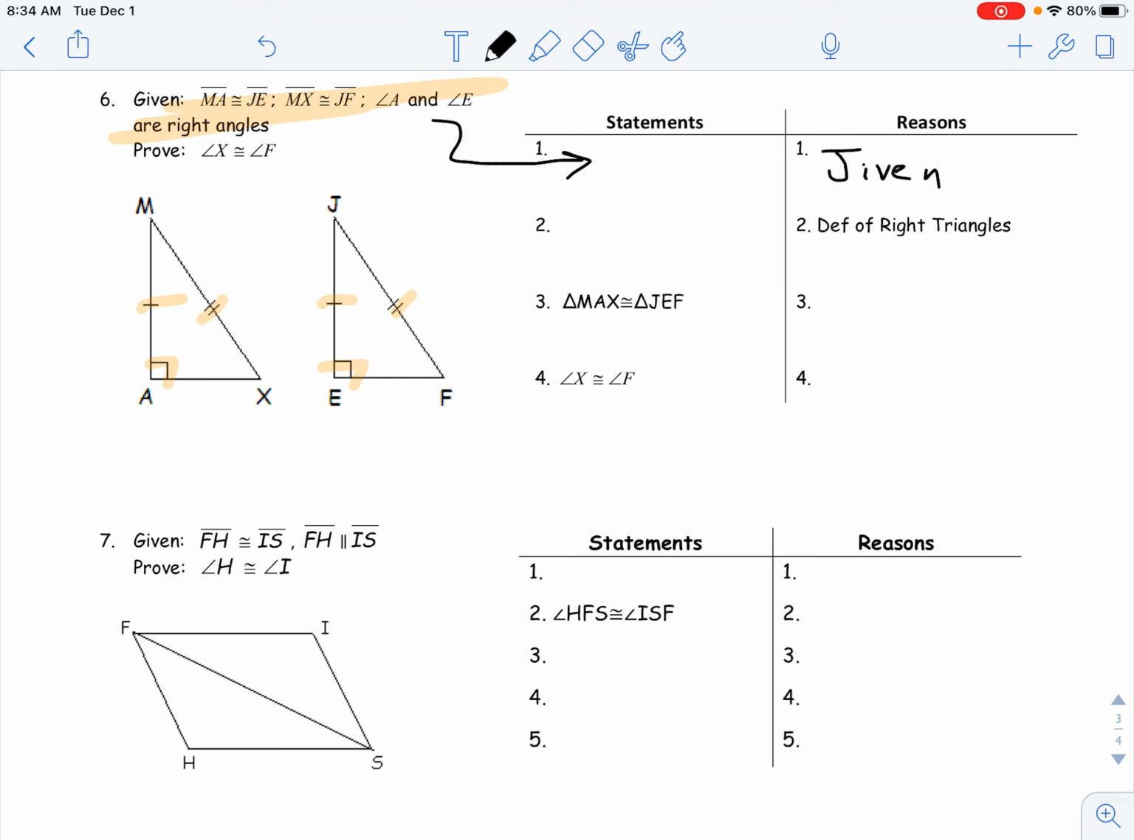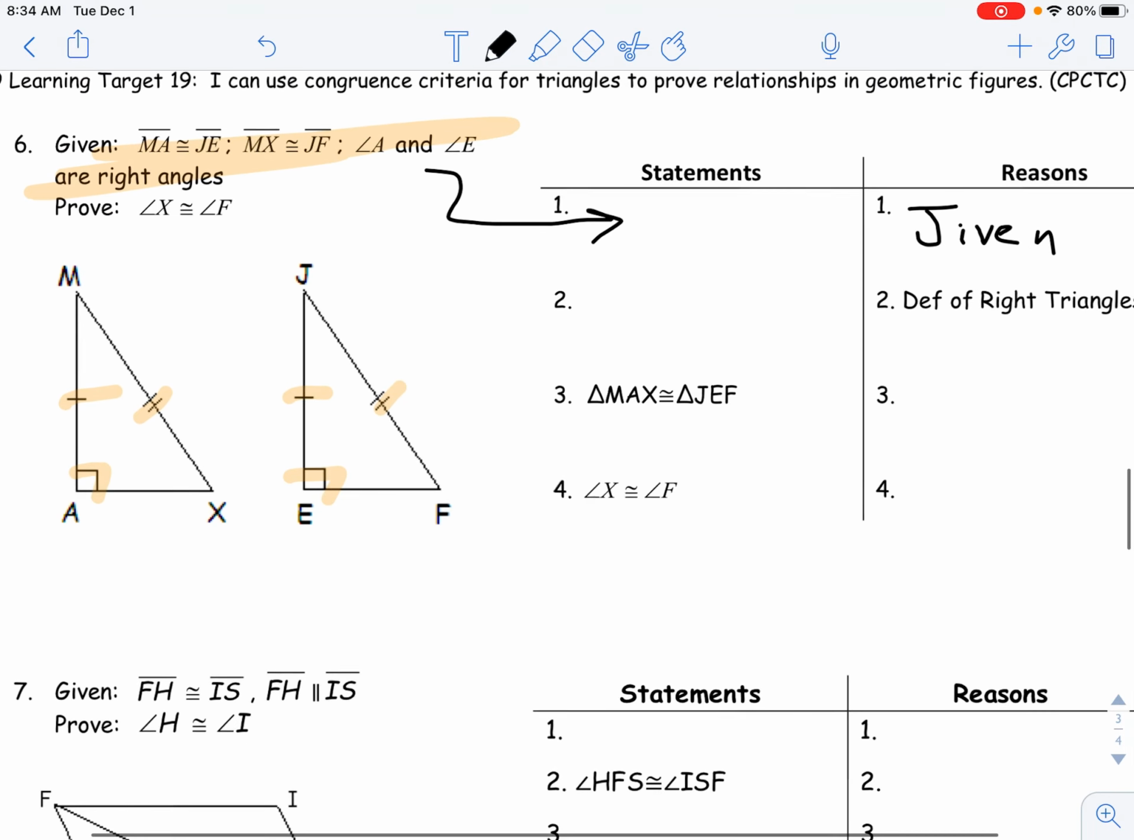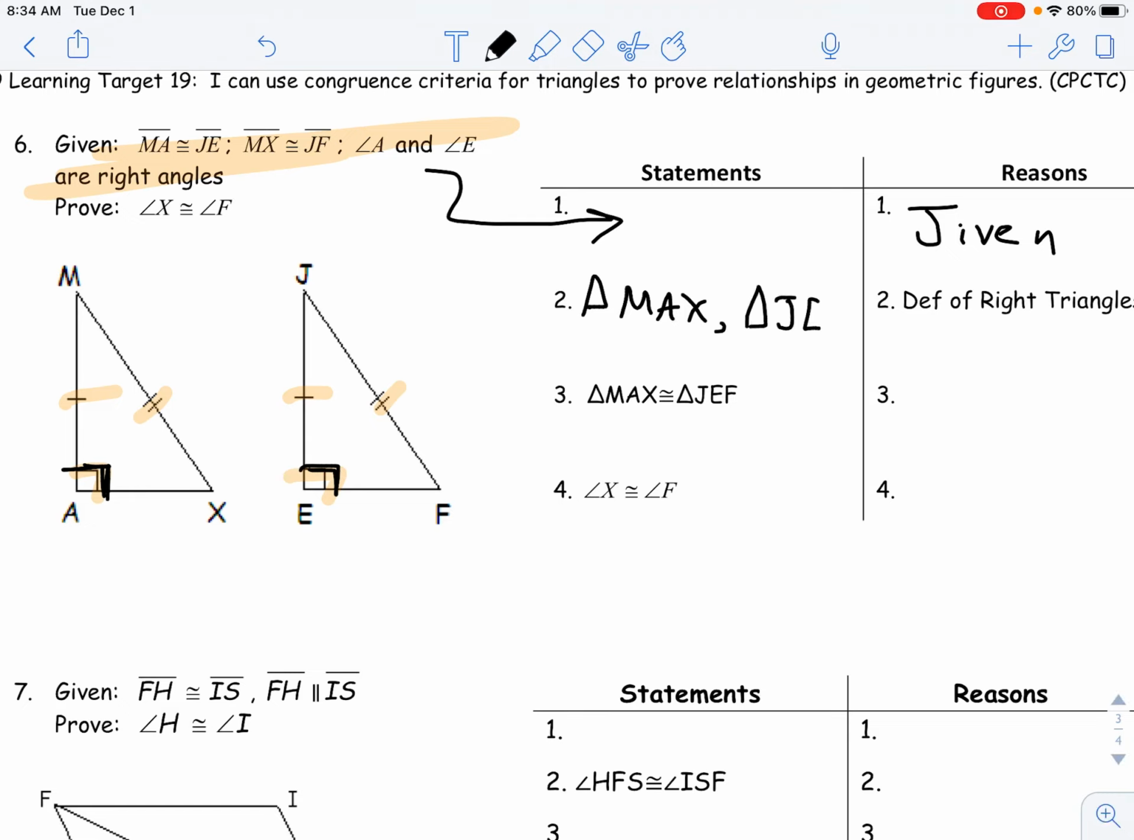Being lazy, just making an arrow. Sometimes it might tell you to say, since these are triangles and they specifically have right angles, triangle MAX and triangle JEF are right triangles by definition. Why is this important? Since this is a right triangle, that's a piece of information.